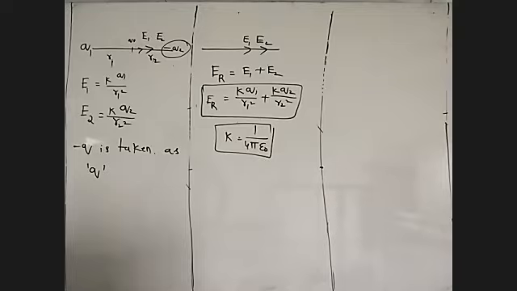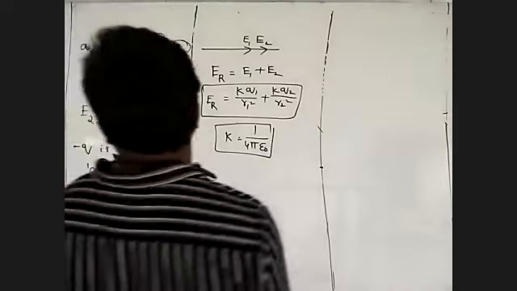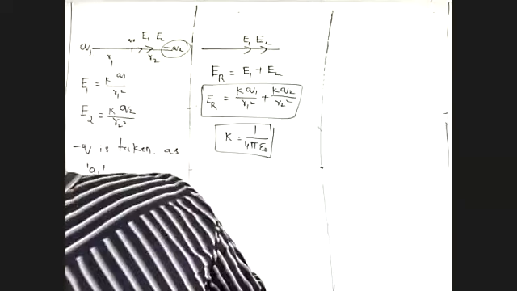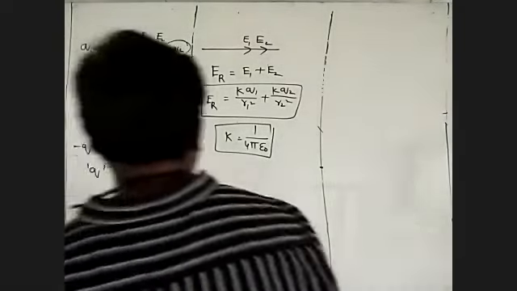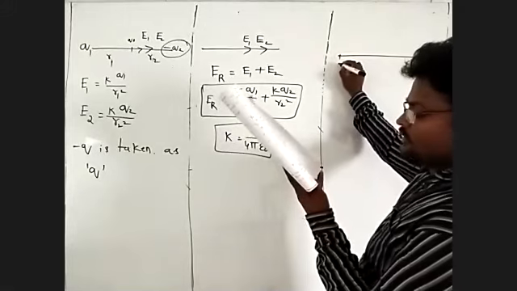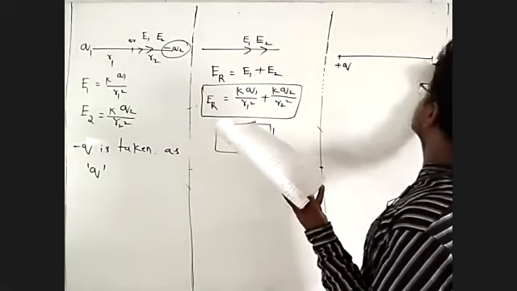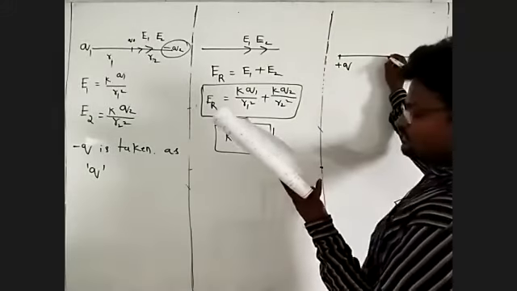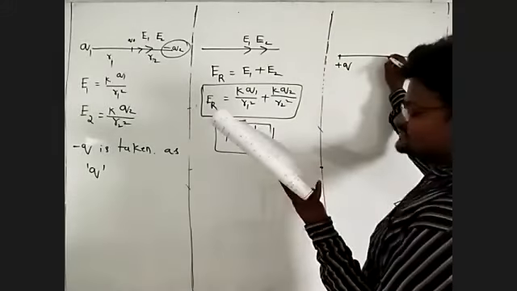Okay, now the next problem, this is problem number two. This is a positive charge, and this is also a positive charge. The distance between the two charges is 2R, and this is Q0. But what is the electric field at the midpoint?